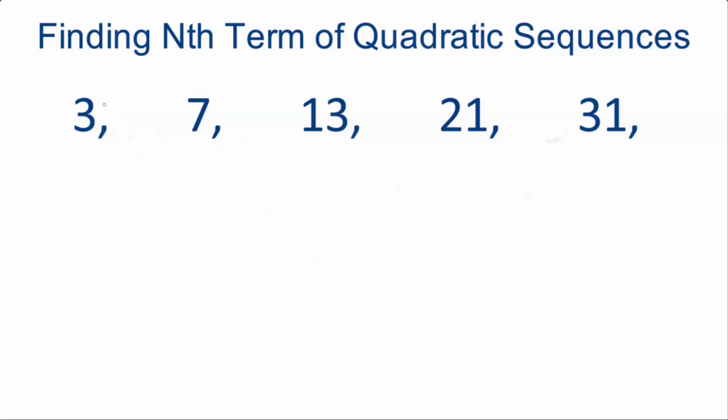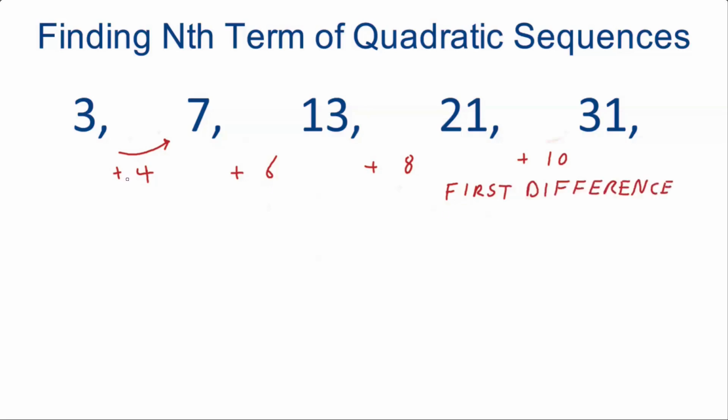We've got this here. The first term is 3, second 7, 13, 21, 31. And let's have a look at the differences between them. Between 3 and 7, we've got a difference of 4. 7 to 13 is a difference of 6. Between 13 and 21, we've got a difference of 8. And between 21 and 31, we've got a difference of 10. Now that's the first difference. As we can see, they're all different: 4, 6, 8, 10.